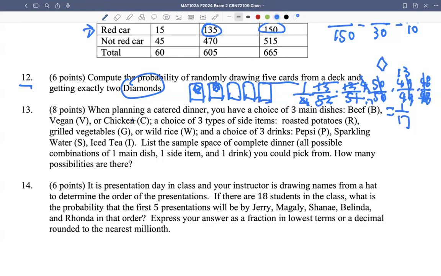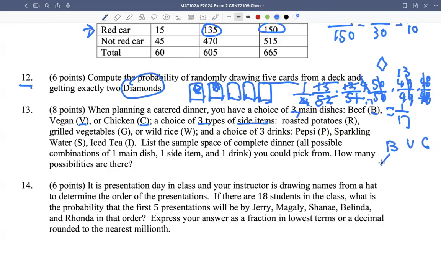So 13 is saying we're planning a catered dinner. So we have 3 choices. We want to have 1 choice of 3 main dishes, right? So we have beef, we have vegan, we have chicken. So we can write on the side, out of the main dishes, we want to choose one of them, either beef or vegan or chicken. Then a choice of 3 types of side items. So for side items, we have roasted, grilled, and W.